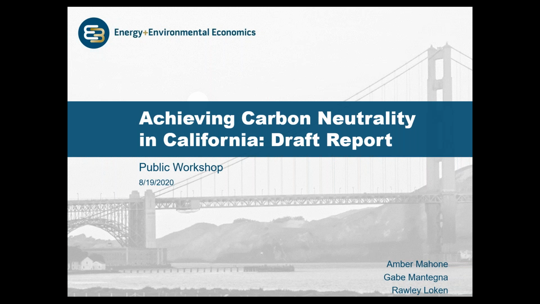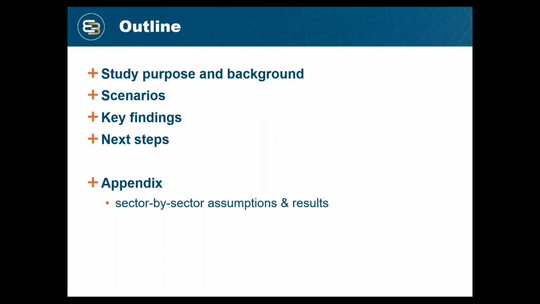So I'm excited to present these draft results to you today. As Maureen mentioned, I'm joined by my colleague, Gabe Mantegna, who can help with the questions at the end. And I was also supported by a great team at E3, only a few of whom are listed here on this slide. So I'll just give a quick overview of the study purpose, the background, and then we'll jump into the 3 scenarios that we evaluated as part of this work, talk about key findings and next steps. And there are some appendix slides posted on the ARB website if you want to look at some of the additional sector by sector details.